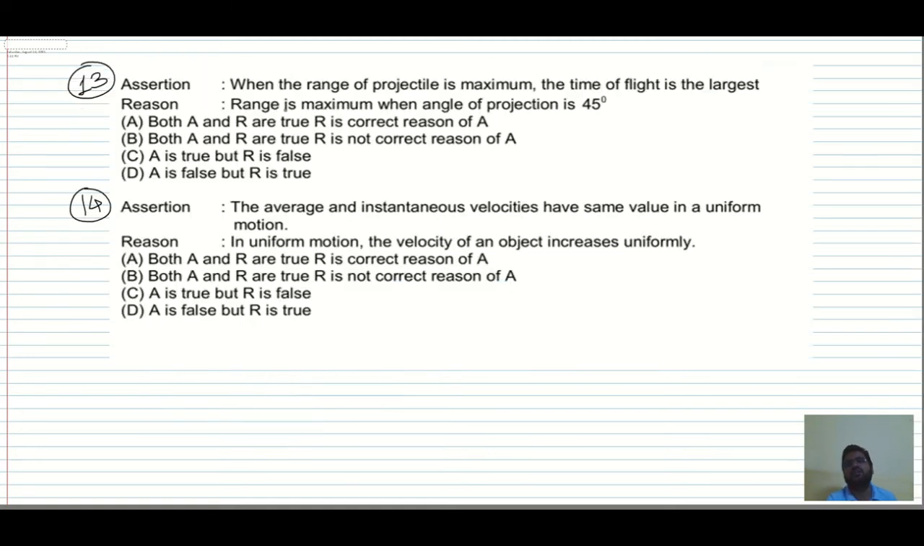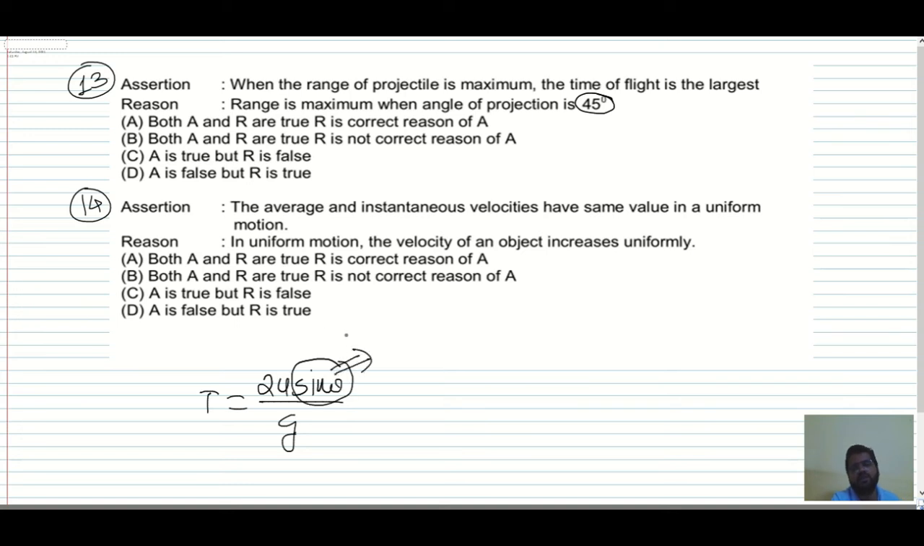Okay, next, 13. When the range of projectile is maximum, the time of flight is largest. Range is maximum when angle of projection is 45 degree. This is true, but for range of projectile maximum, is the time of flight largest? See, time of flight is 2u sine theta divided by g. So sine theta we want maximum, right? That will be at theta is equal to 90 degree, but range will be maximum at theta is equal to 45 degree. So first statement is wrong, second statement is correct.